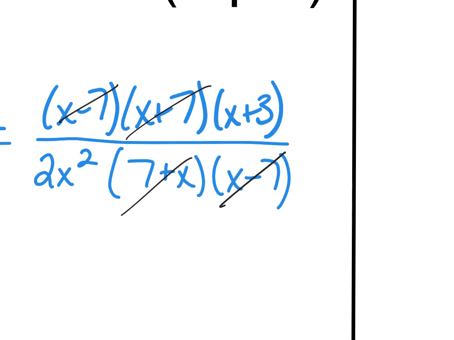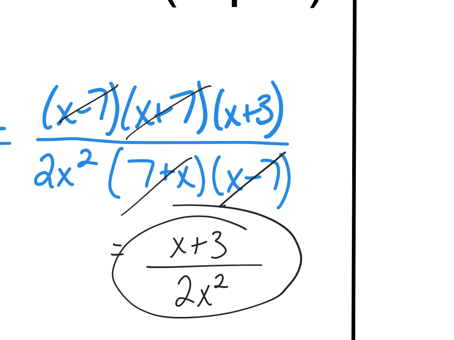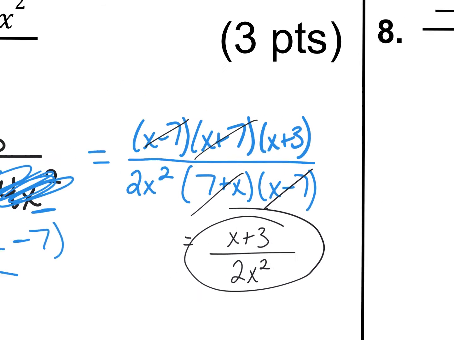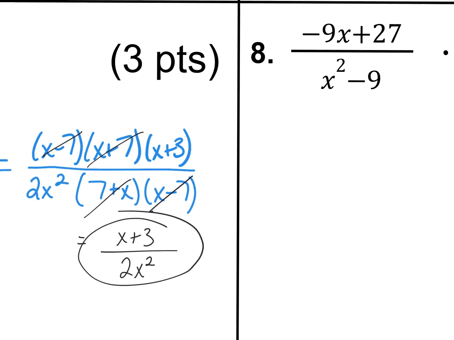So on top I have x plus 3, and on bottom I have 2x squared. That's it. I'm done. Okay, questions on that? All right, and then last one.